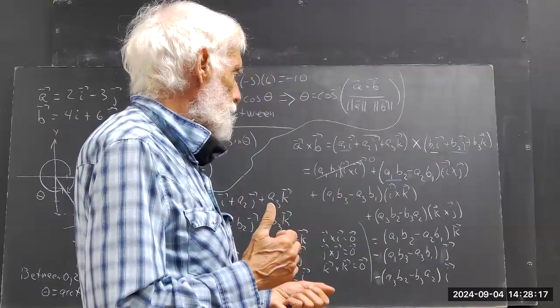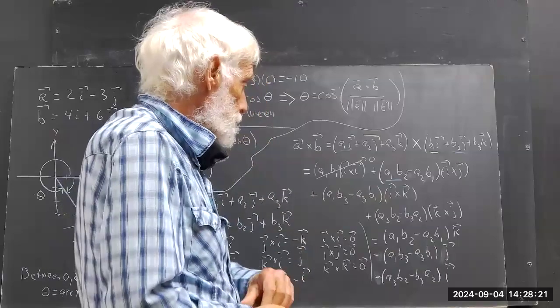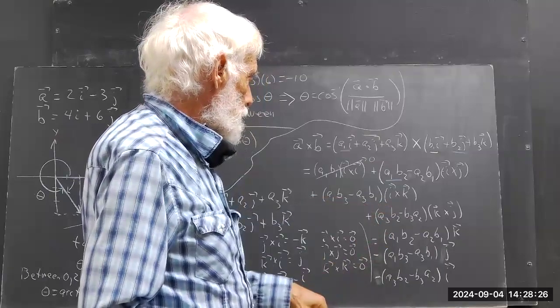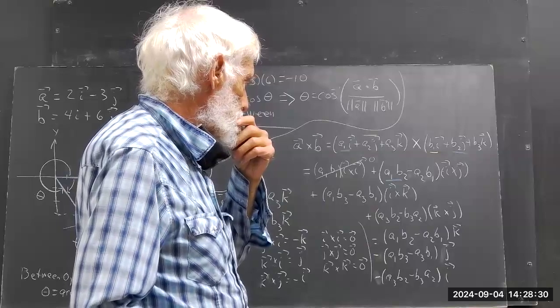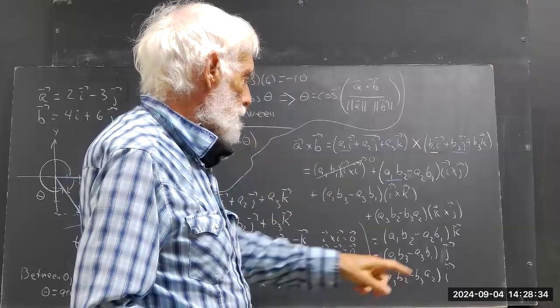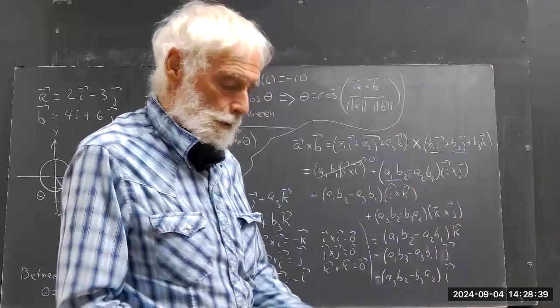Wait a minute. No, k cross j. k cross j is negative i. So we have a negative i on this. I think this goes with that and that goes with this. Anyhow, write it out carefully and you should get it right.